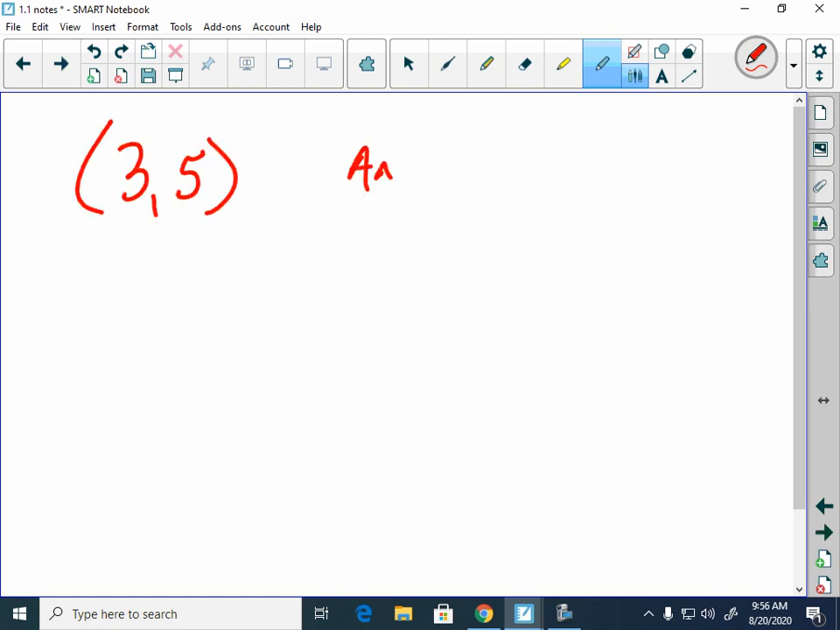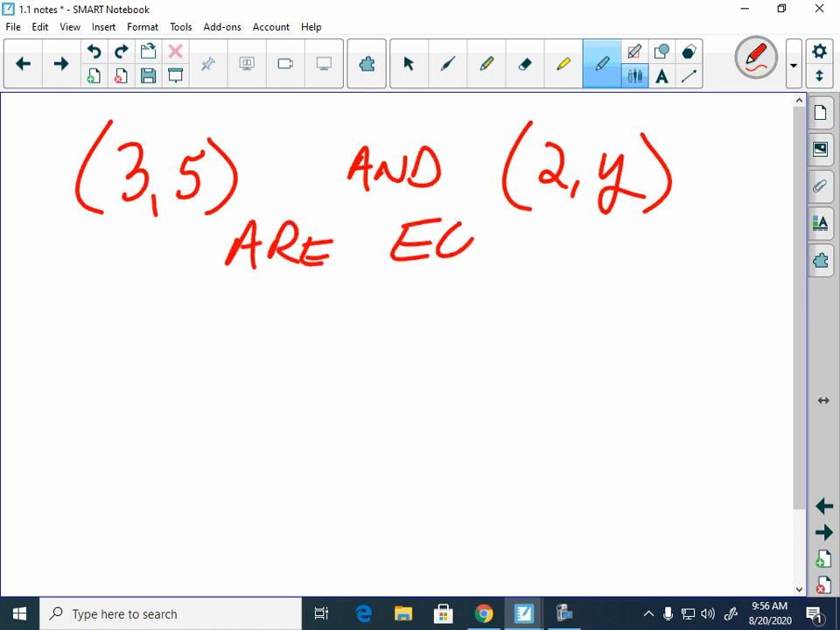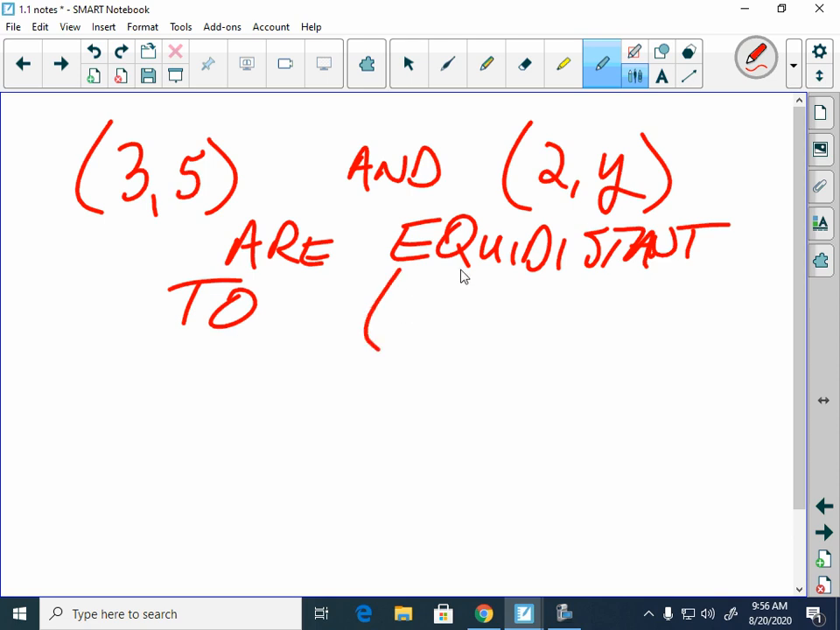and 2y are equidistant to negative 4, 10. Solve for y.